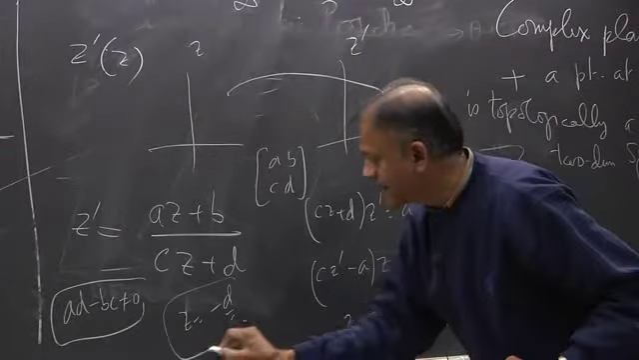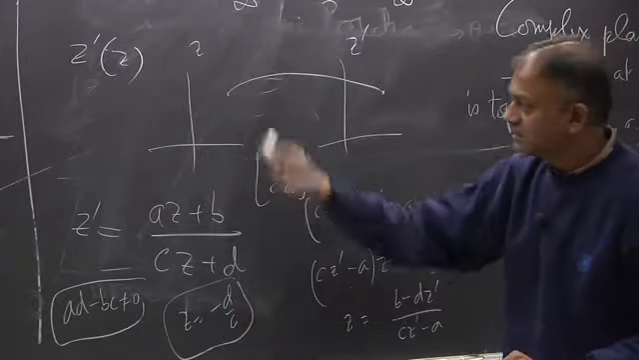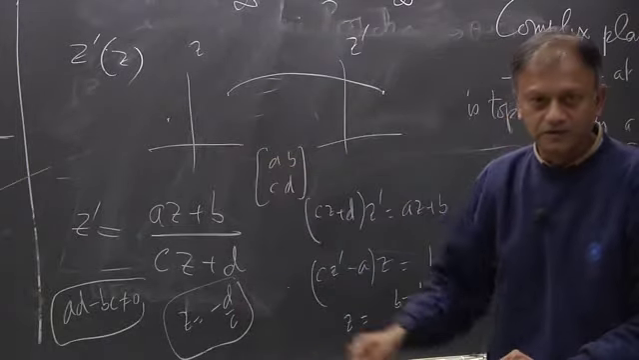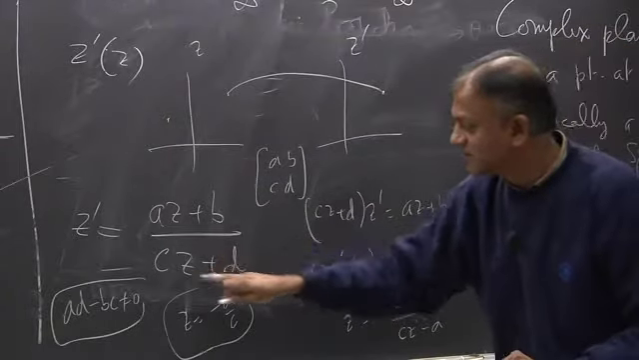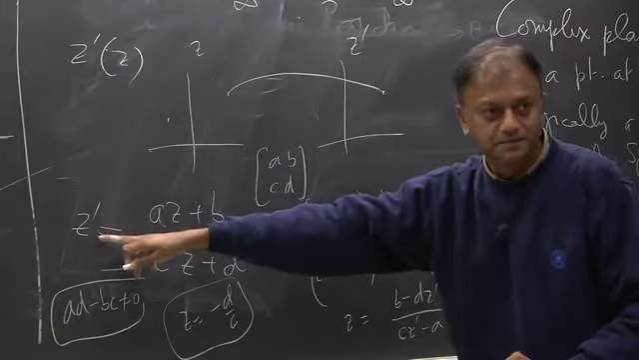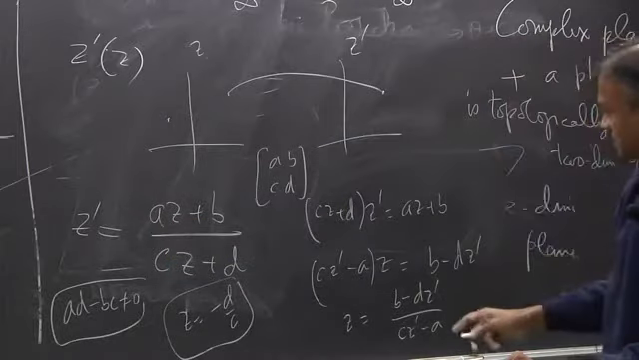So z equal to minus d divided by c is again a complex number. It will be some point, depending on the value of d and c, right. That point is mapped to infinity here, because you see this becomes 0, so z prime is infinity. So that point is mapped there, and vice versa.